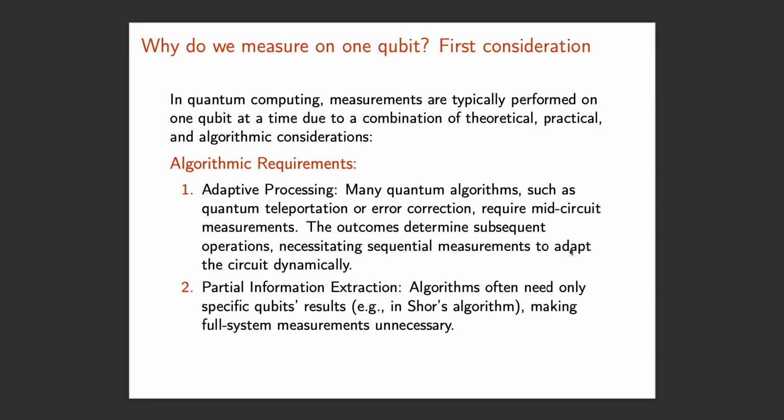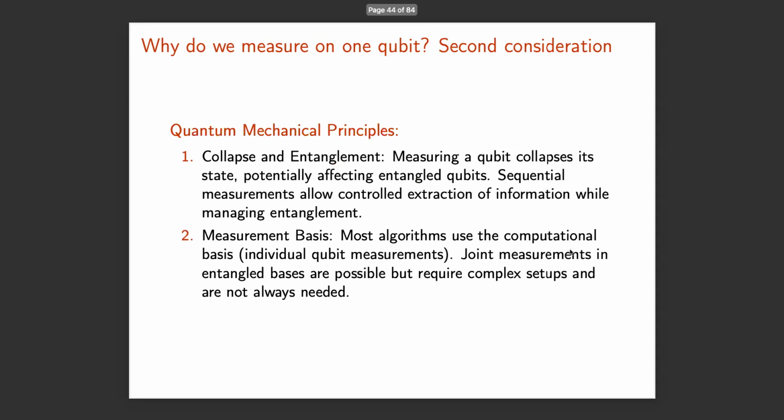Then there is partial information extraction. Algorithms often need only specific qubits. This is the case with Shor's algorithm, which means that a full system measurement is not necessary. We will not discuss Shor's algorithm in any detail, but if you're interested, you will find a discussion of it in Hans' book.